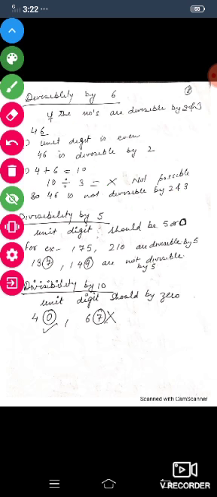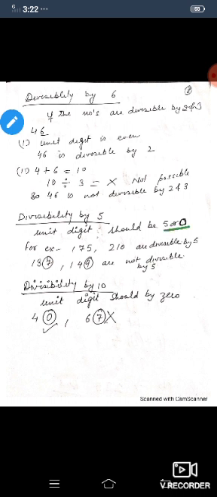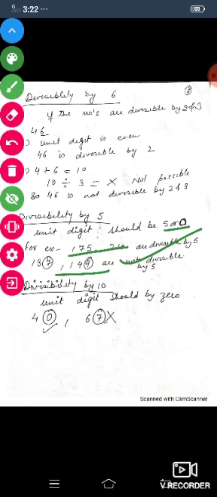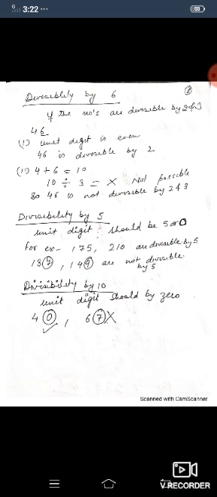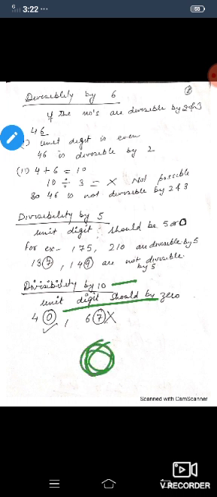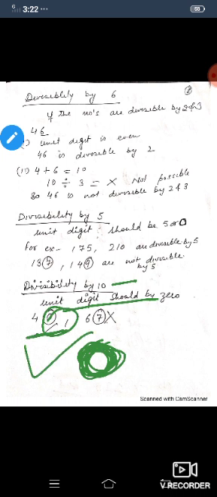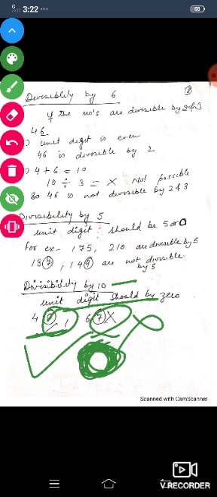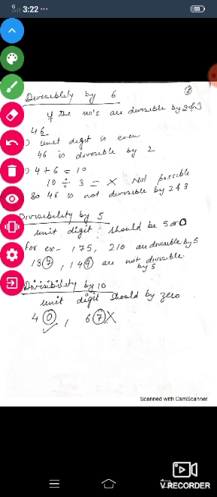Divisibility by 5. If the unit digit is 5 or 0, then the number is divisible by 5. For example, 175 and 210 are divisible by 5. But 137 and 149 are not divisible by 5. Then divisibility by 10. The unit digit should be 0. For example, 40, the unit digit is 0, so this number is divisible by 10. But 67 is not divisible by 10 as the unit digit is not 0.